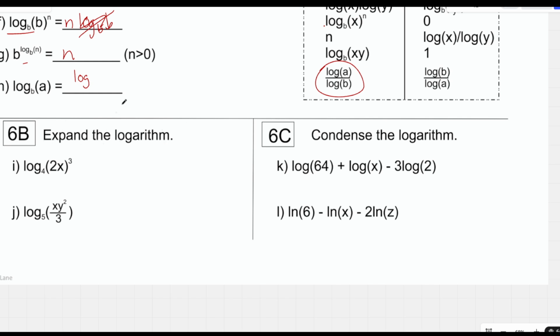Expand the log. I guess you can move that 3 down there. I'm not sure what they really want. And there's 2 plus log base 4 of x. So this one, this flying exponent doesn't come down because it only applies to the 2.